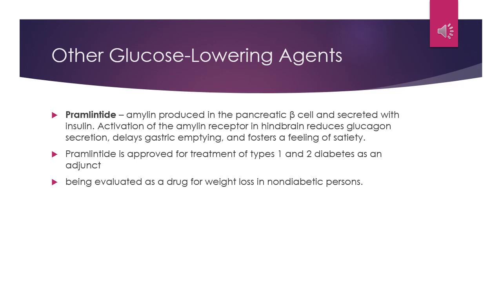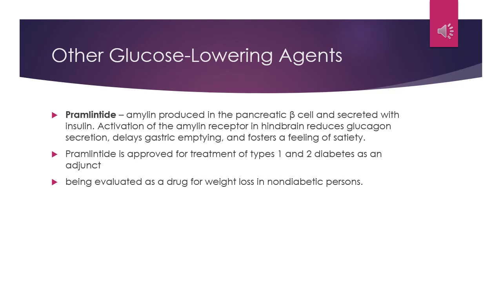Previously, I have discussed GLP-1 receptor agonists. These drugs are administered subcutaneously. Now again, I am going to discuss another drug, pramlintide, which is also administered subcutaneously in type 2 diabetes mellitus patients. Amylin is produced from pancreatic beta cells along with insulin. It acts on the hindbrain, thereby reducing glucagon secretion, delaying gastric emptying, and it also produces a feeling of satiety. So as a result, blood glucose level is controlled.